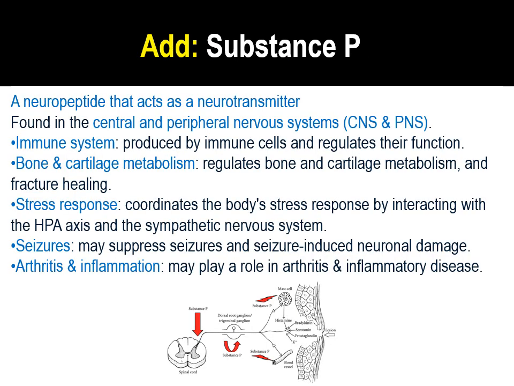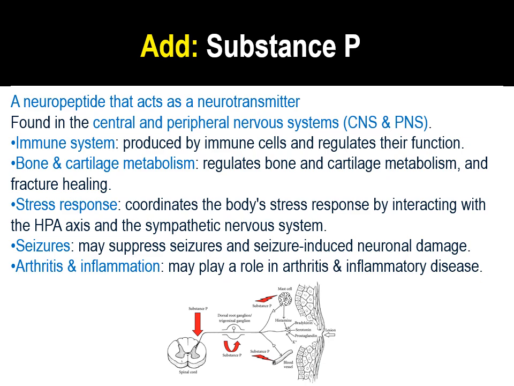And I want you to add to the bottom of the chart, I want you to add substance P. Substance P, it didn't fit on the chart, but add it to the bottom. It is a neuropeptide. Neuropeptides are kind of that third category, and it acts as a neurotransmitter. So it's found in the central and peripheral nervous system, and these are the things that it does. You don't have to write all of this, just maybe write the main parts in blue.